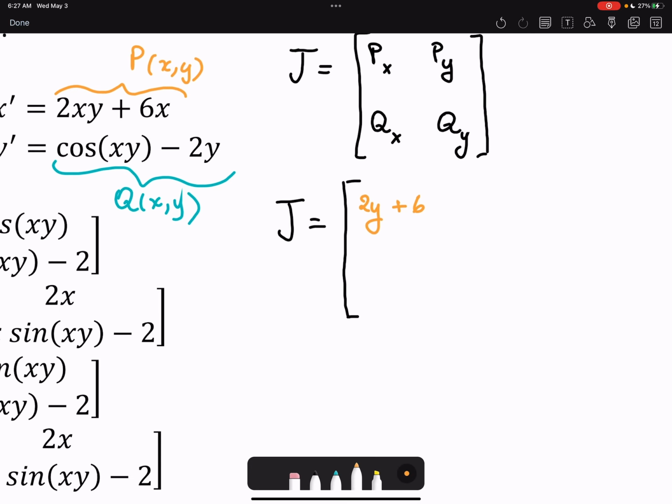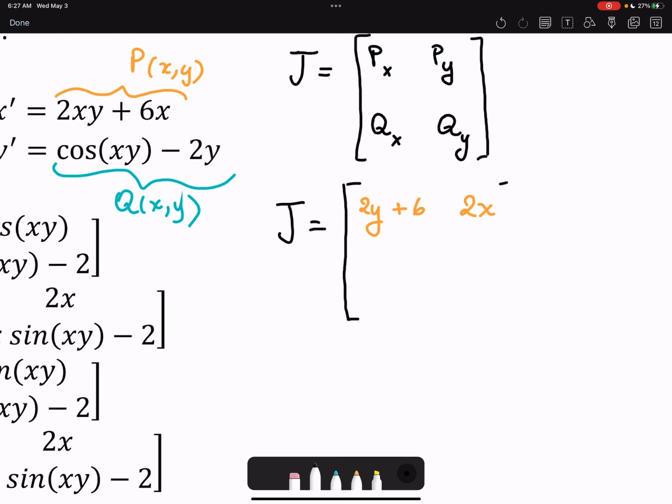Now with respect to y, same thing. We're going to have 2x, and the second term does not have a y. So what is the derivative of a constant with respect to y? Well, that's 0. So that's how you take the derivative at the top. The bottom, we're going to take the derivative with respect to x. So that's going to be y, because that's our constant in front, minus the sine of xy.